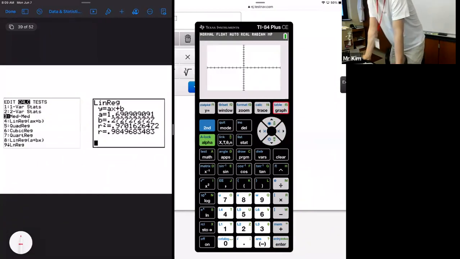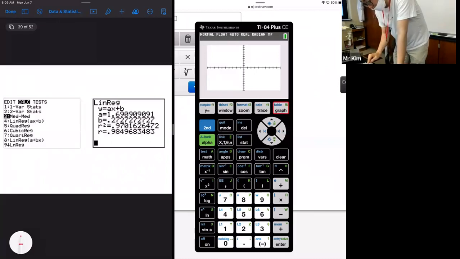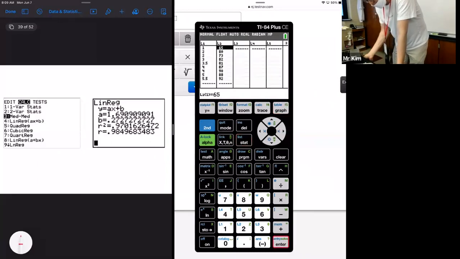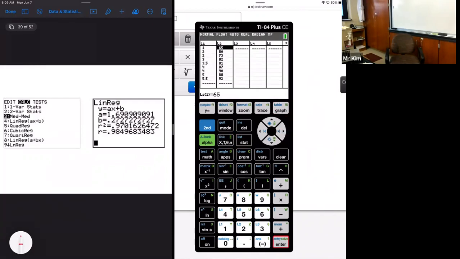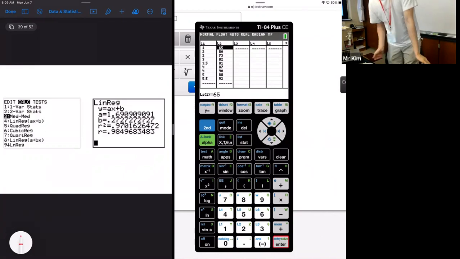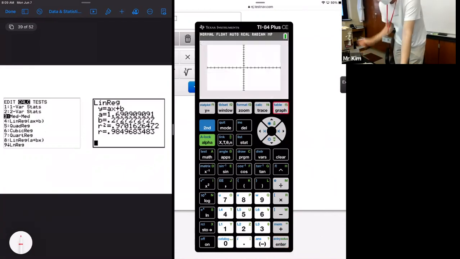nothing will show up. And that is perfectly fine, because if you go back to your statistics, look at your X and Y values that you have. Your X's are only from 1 through 5.5, and your Y values are from 65 to 92. They're pretty large for the Y values. And of course, your graph only goes up to 10, so it doesn't show that.